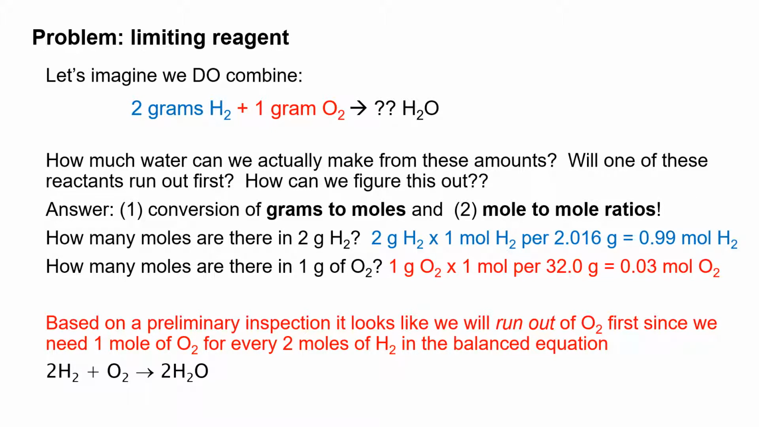So based on a preliminary inspection of our balanced equation, it certainly looks like we're going to run out of oxygen first, because based on the mole ratio, we need 2 moles of hydrogen for every 1 mole of oxygen. But the fact is, if we look at the ratio between 0.99 moles of hydrogen to 0.03 moles of oxygen, we have approximately 33 times as much hydrogen as we do oxygen. That means we're going to run out of oxygen way earlier, and we're going to have a lot of hydrogen left over once that oxygen is used up.